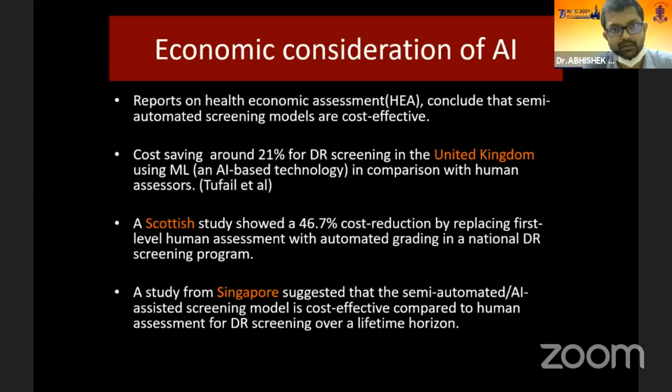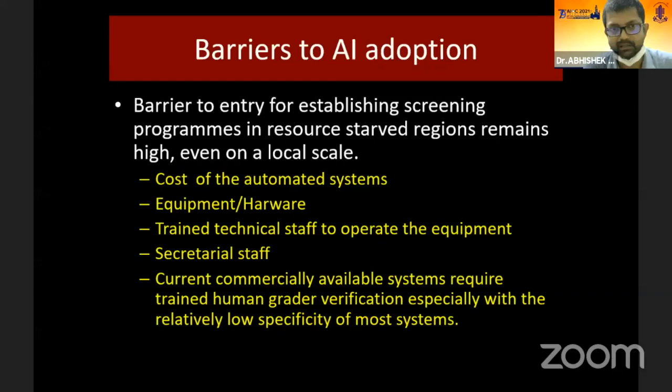Now, we all know that everything works on economics. If we add up, on a lifetime basis, how much economic burden a country has to face, it's almost 20 to 40% saving that is given if we incorporate AI into our screening programs. However, there are barriers to AI adoption, mainly the cost of the automated system, equipment, hardware, trained technical staff to operate the equipment, and secretarial staff. Current commercially available systems still require trained human grader verification, especially given the relatively low specificity of most systems.